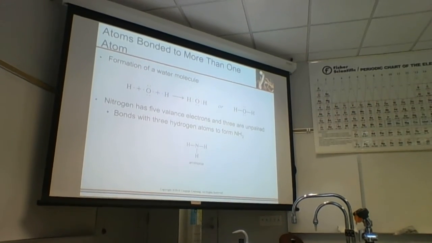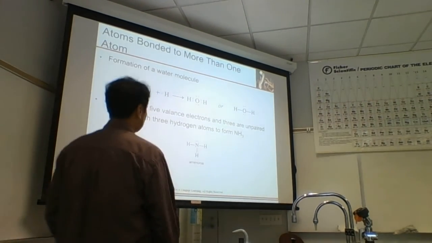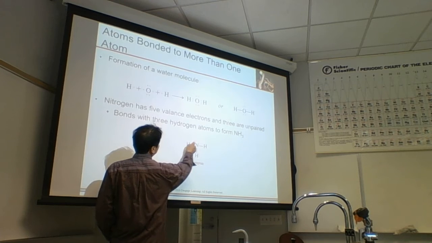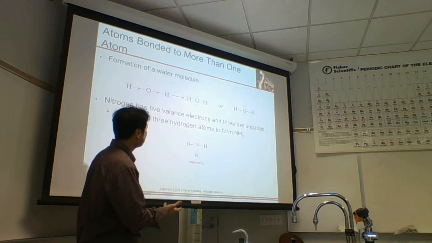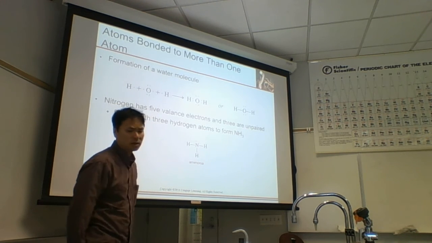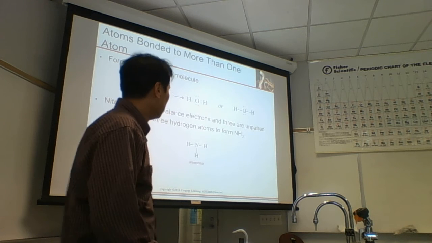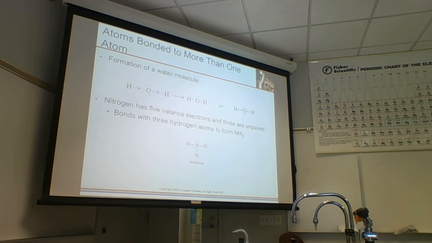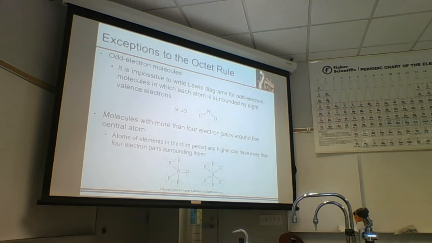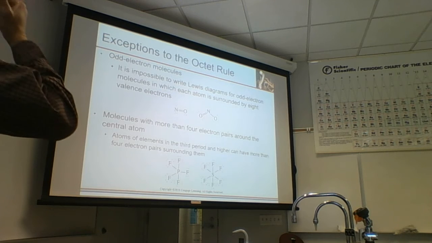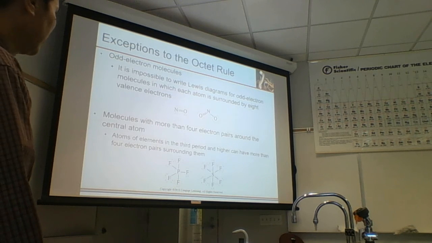Single bonds instead, like here in ammonia, three single bonds. And the same thing for oxygen. We don't need to do an oxygen double bond. We could do single bonds to the oxygen as well. So we'll get to the octet. And then we have some odd species here. These odd species I'll probably talk more about later.